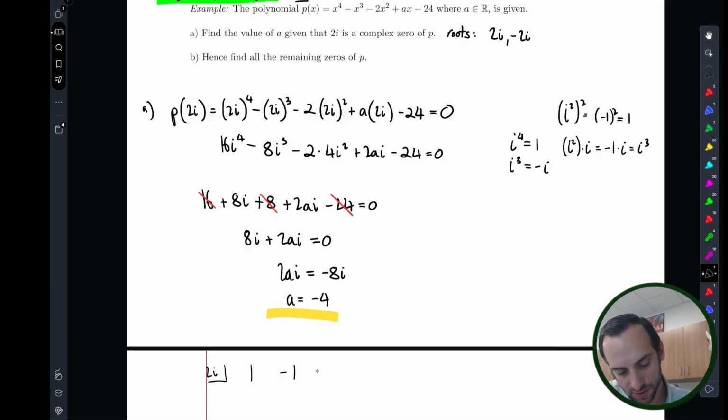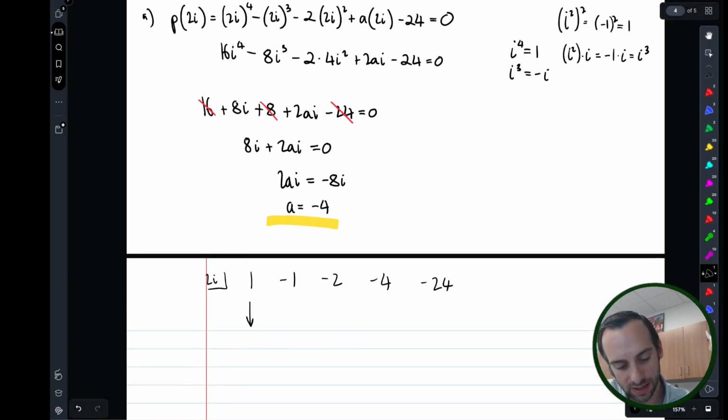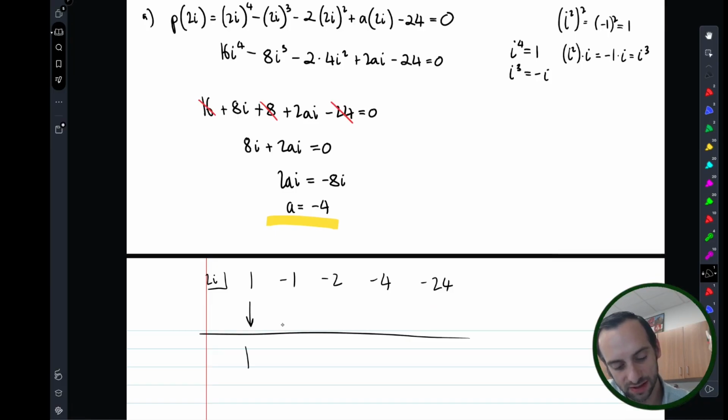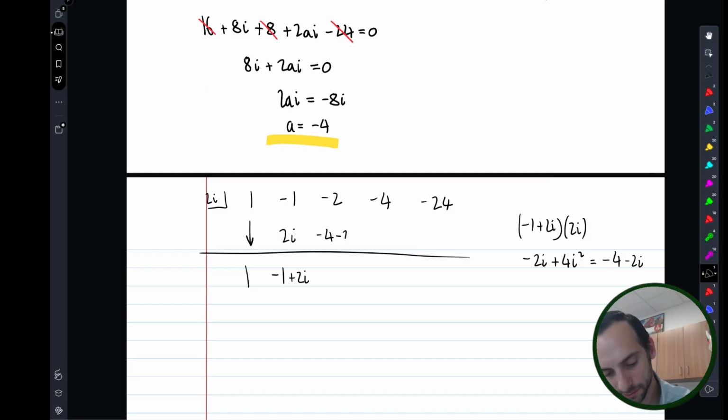It's 1, negative 1, negative 2, negative 4, negative 24. And we can find our remaining zeros this way, just speeding through this synthetic division. 2i, negative 1 plus 2i, negative 1 plus 2i. Multiply that by 2i. That will give us negative 2i plus 4i squared. So negative 4 minus 2i can go right there. Add this. This will be negative 6 minus 2i. Multiply again by 2i.